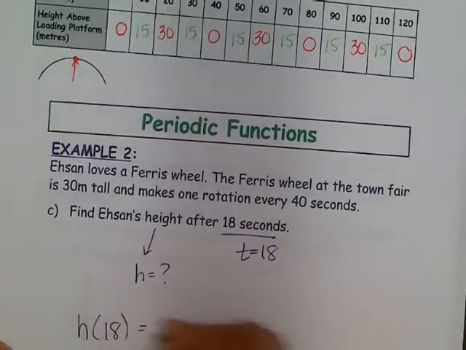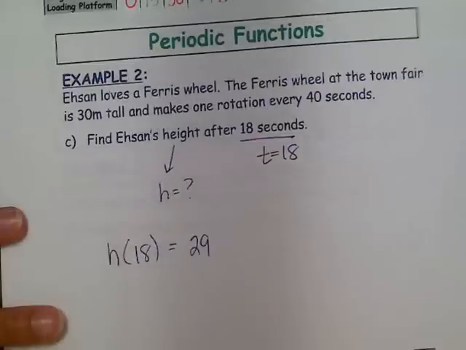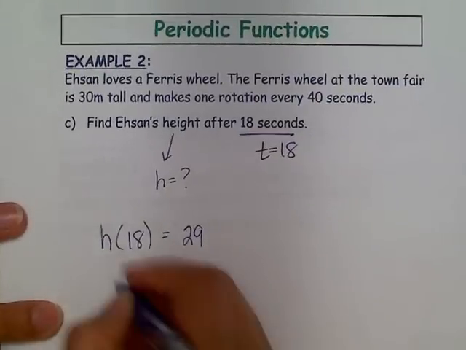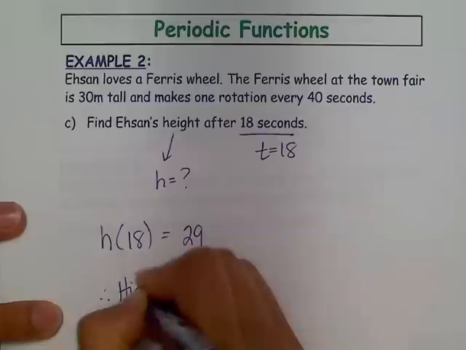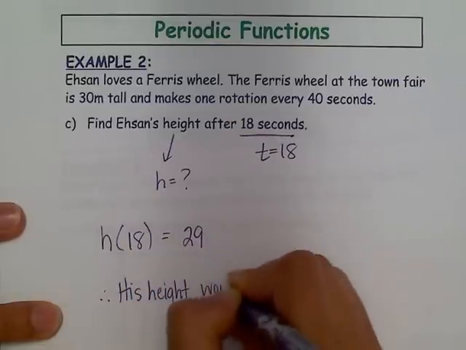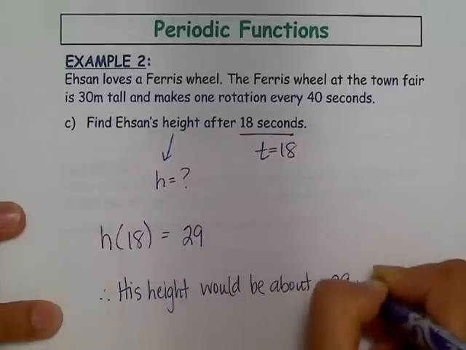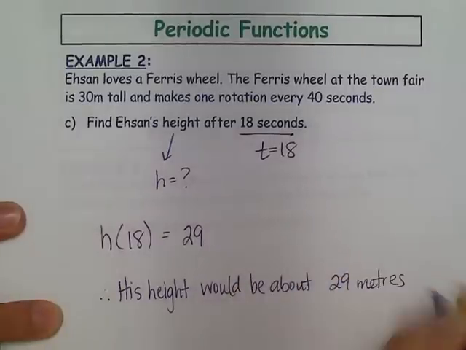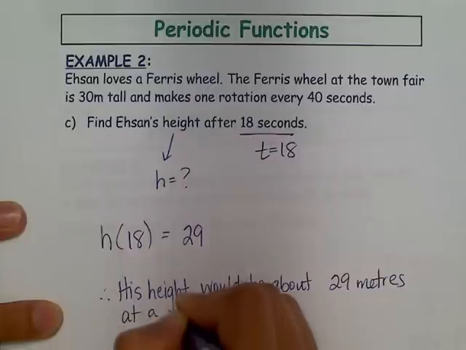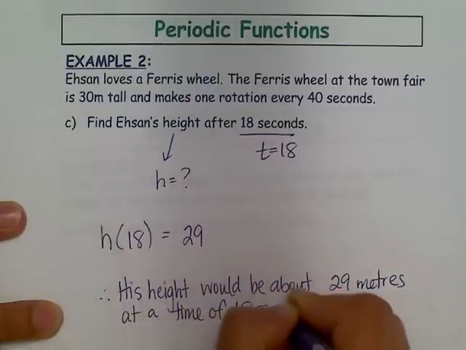So what this means is the height at 18 seconds is about 29. And if I write this as a sentence, so I would say, therefore, his height would be about 29 meters at a time of 18 seconds.